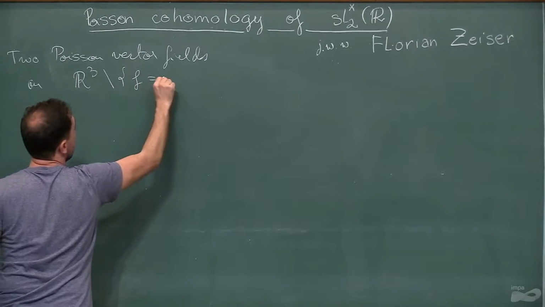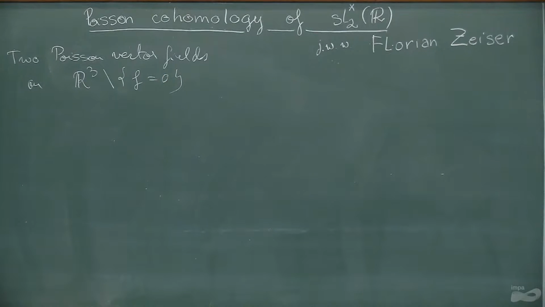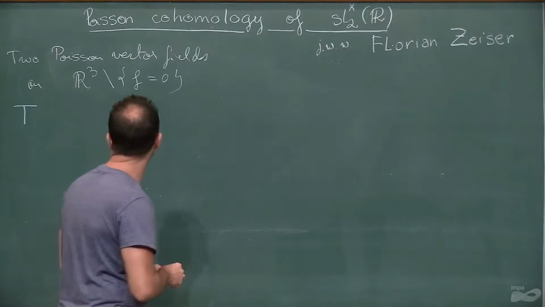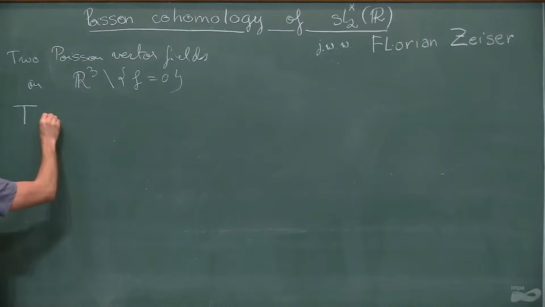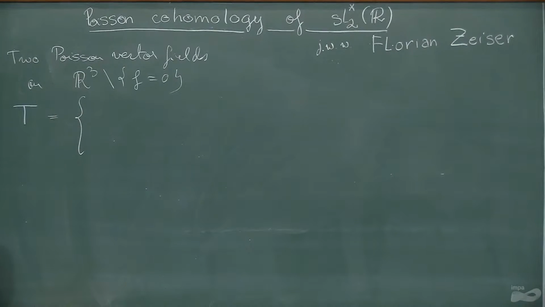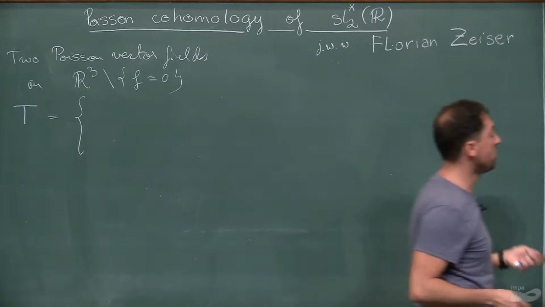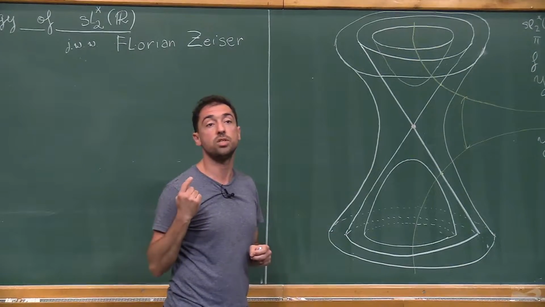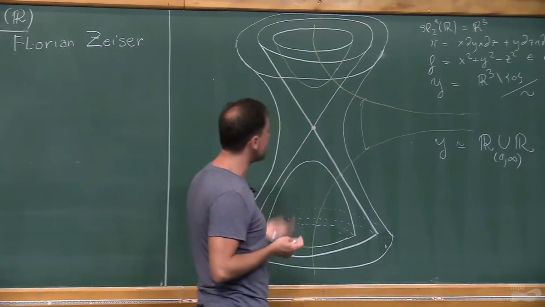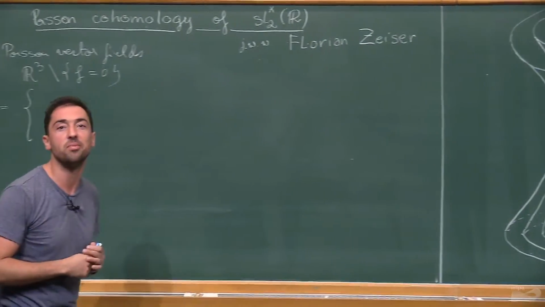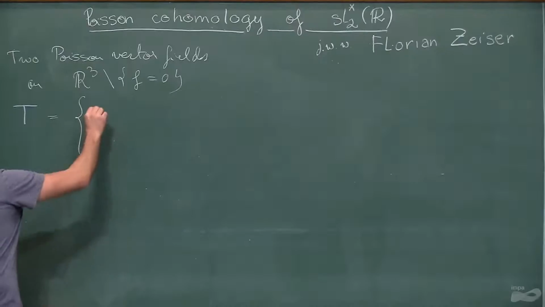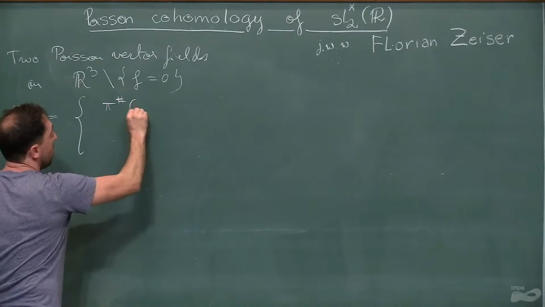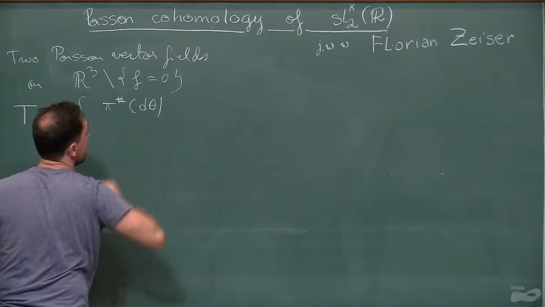On R3 minus the cone. And the first one, let me call it T. So this vector field is built as follows. T is given by, well, outside of the cone, or outside of the z-axis, you have the one-form dθ, which generates the differential of the angular variable, right? And this T will be simply π sharp of this θ. Well, let me call it dθ.